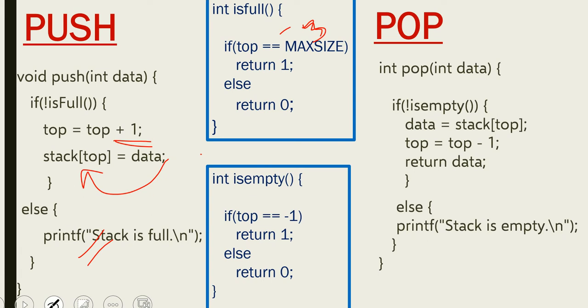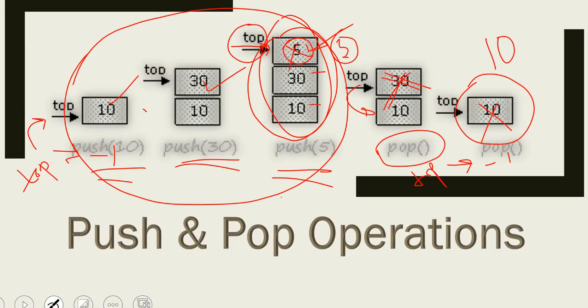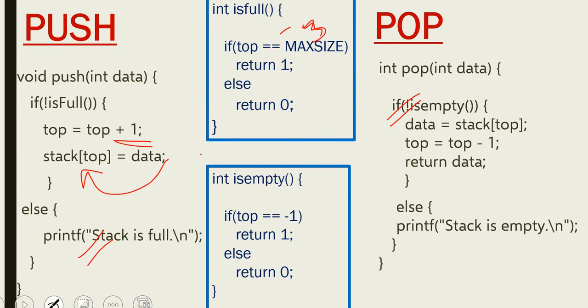Okay, next is popping the elements. Pop the element means you should remove the element. For that, what should you check? If the stack is empty. How will you check if the stack is empty? I have said the stack pointer will be pointing to -1 when there is no data. So you should check if it is pointing to -1. If it is, then you should print a message saying that the stack is empty.